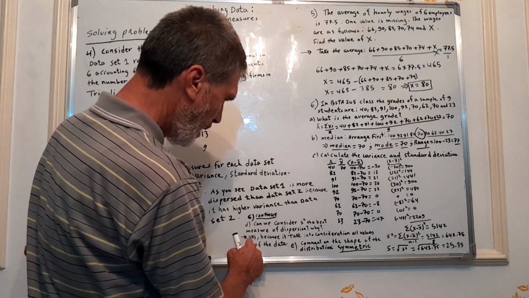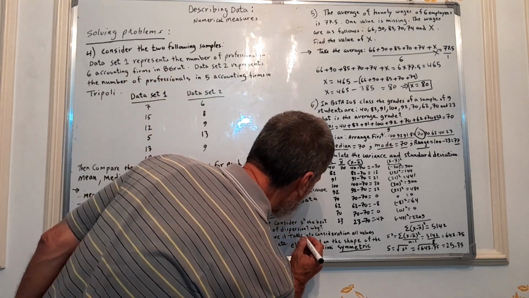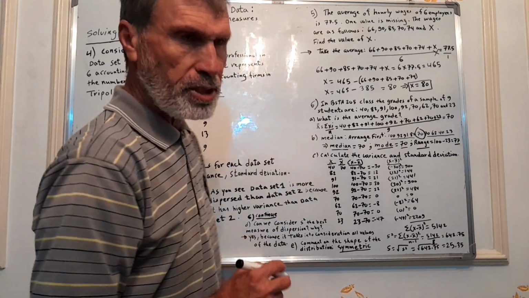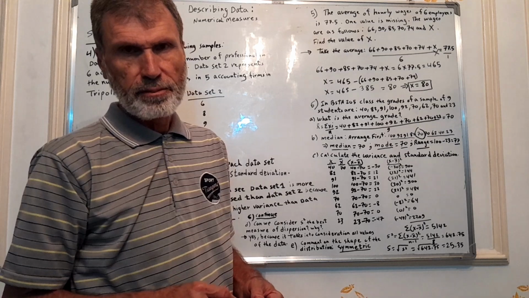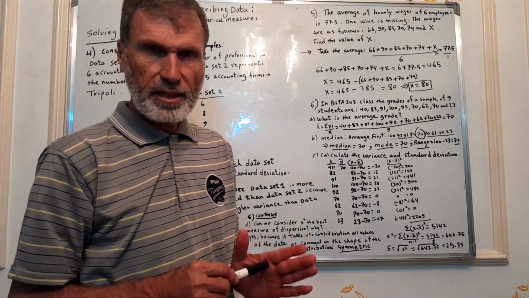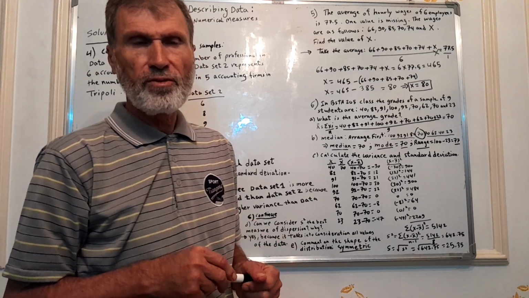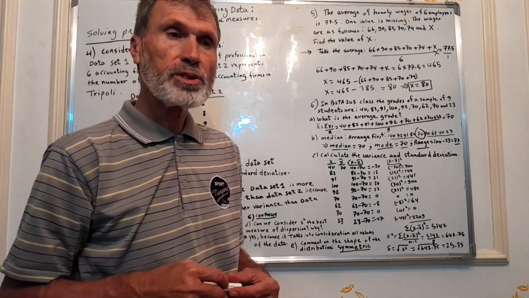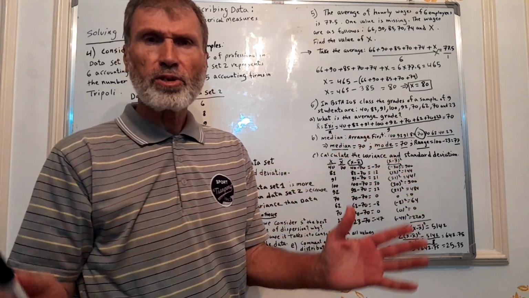Why? Yes, because it takes into consideration all of the values in the data. The variance or the standard deviation, yes, indeed, is the best measure of dispersion or variation because it does take into consideration all the values in the data.